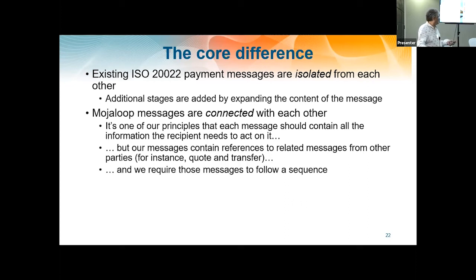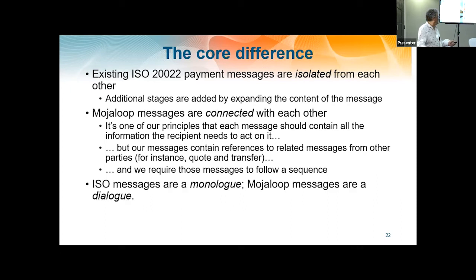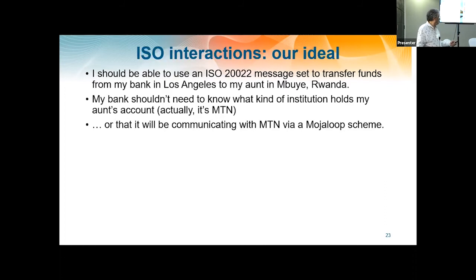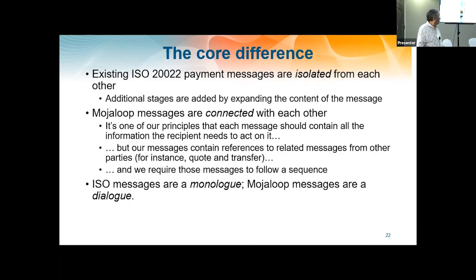So that means we need them to follow a sequence, and if they don't follow that sequence, we reject them. And essentially, ISO messages are a monologue. The ISO world is used to throwing a message over the fence, and like a message in a bottle, maybe something will come back, maybe it won't. Ours, however, are a dialogue. We require the responses to one message to be included in the content of the next message.